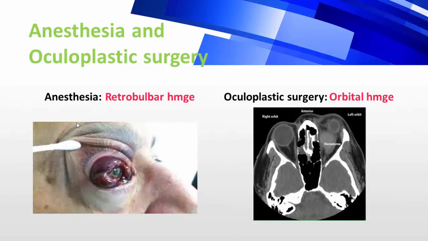Lastly, after anesthesia and oculoplastic surgery. In anesthesia and in oculoplastic surgery, one of the complications which can occur is orbital hemorrhage. In cases of retrobulbar anesthesia, retrobulbar hemorrhage can occur, while in oculoplastic surgery, orbital hemorrhage can occur due to injury of any blood vessel in the orbit. Both of them will lead to a rise of the IOP by pressure effect on the back of the globe.